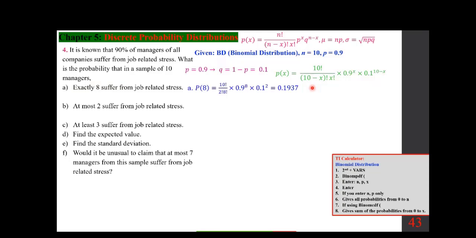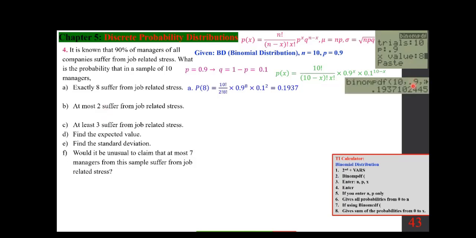At most 2 suffer from job-related stress. At most 2. The same as the previous page, X is less than or equal to 2. By the way, if you go with the TI calculator, you get to the answer. Notice binomial PDF, 10, 0.9, 8, here's the answer. At most 2, you need to calculate the 0, 1, and 2 and add them up.